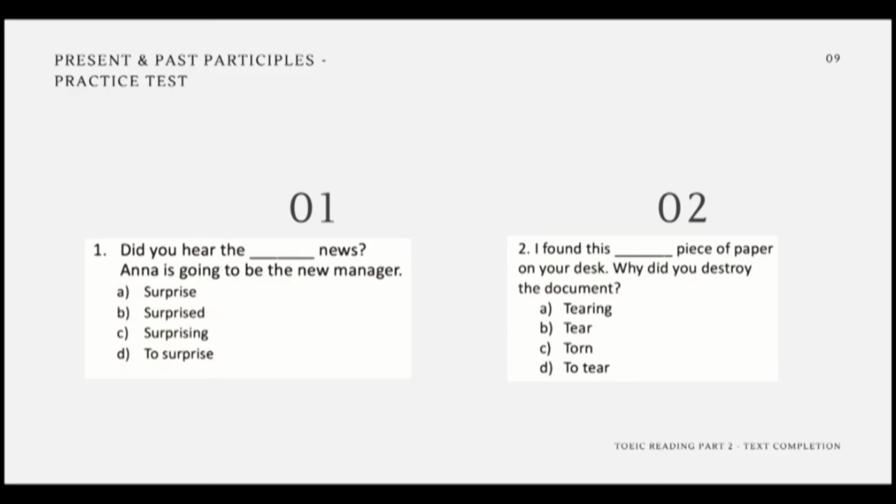What are your answers? Here is the list of the answers. Nah, why is the answer of number 1 C? Yeah, this is C because: did you hear the surprising news? It means that in Indonesian we can change this one into apakah kamu mendengar berita yang mengagetkan itu? So it changes into active, yeah, into an active verb.